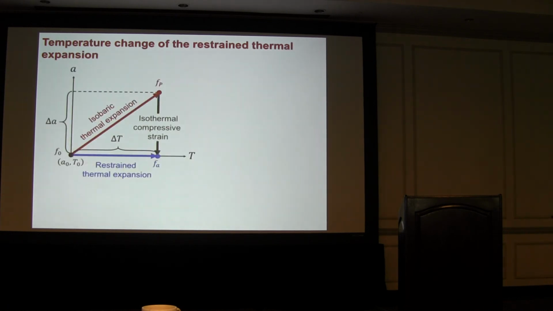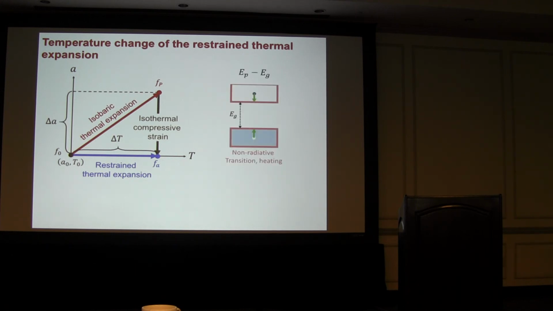Okay, so once we understand this thermal process, we're ready to calculate the temperature in the restrained thermal expansion. Remember, in order to calculate the isothermal compressive strain, you have to know what the temperature is in this case. According to what we just understood, the thermal energy comes from the extra energy between the band gap and the photon energy. So you can calculate temperature just from how much photon energy you put in there.